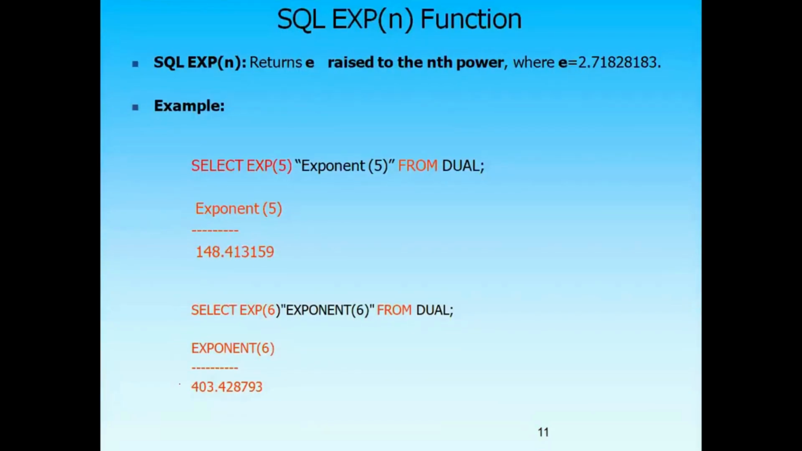Then the exponent function is also there, right? EXP returns e raised to the nth power, where e, as you know, is 2.71828, right? So here is the example: SELECT EXP(5) FROM dual. It will return the exponent of 5, so it is 148.41, right? Similarly, you can see another example: SELECT EXP(6) FROM dual will return the exponent of 6 as a result.